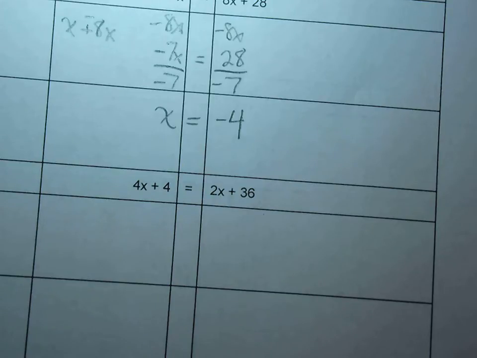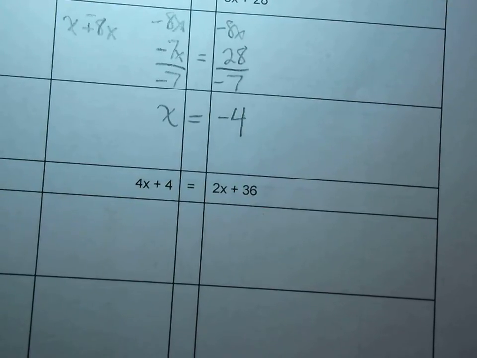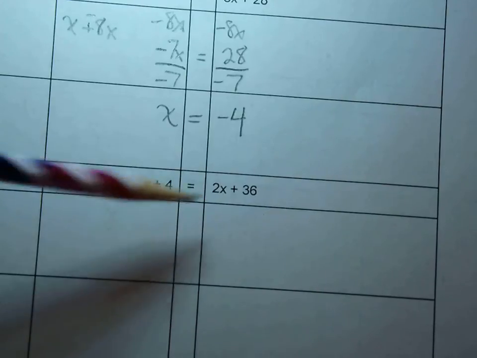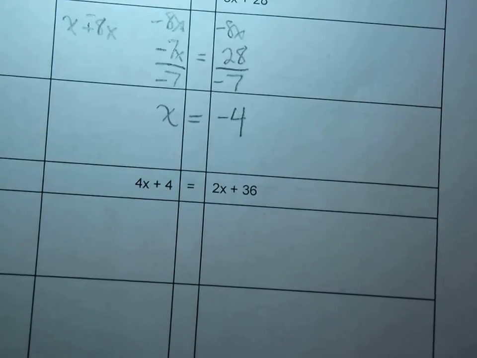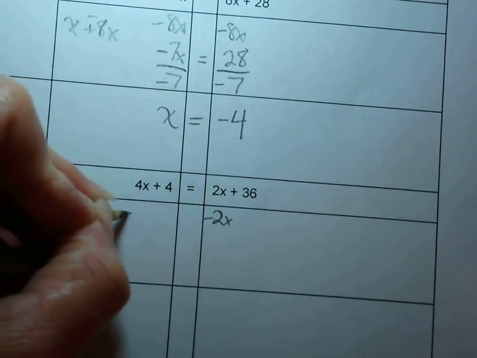Brendan, which side did you want your variables on? What did you do first? Did you subtract 2x from both sides? Did you subtract 4x from both sides? What would be easier? Would it be easier to take 4 away from 2 or 2 away from 4? Let's take 2x away from both sides because that would be way easier.